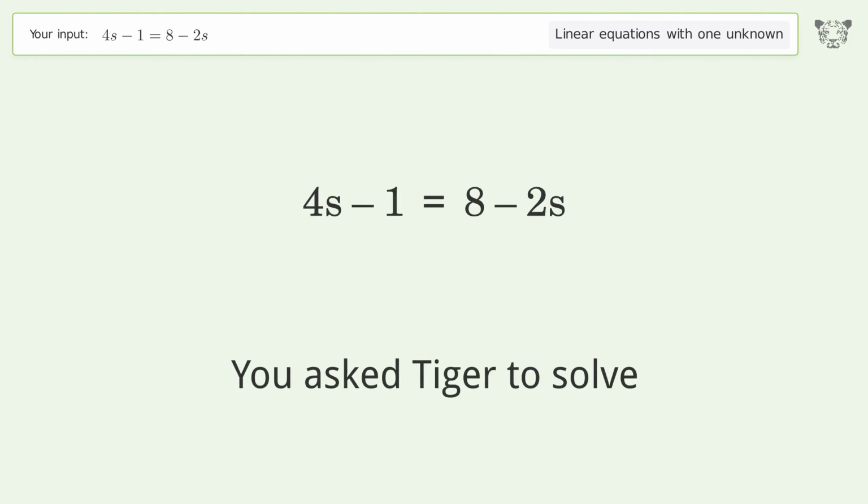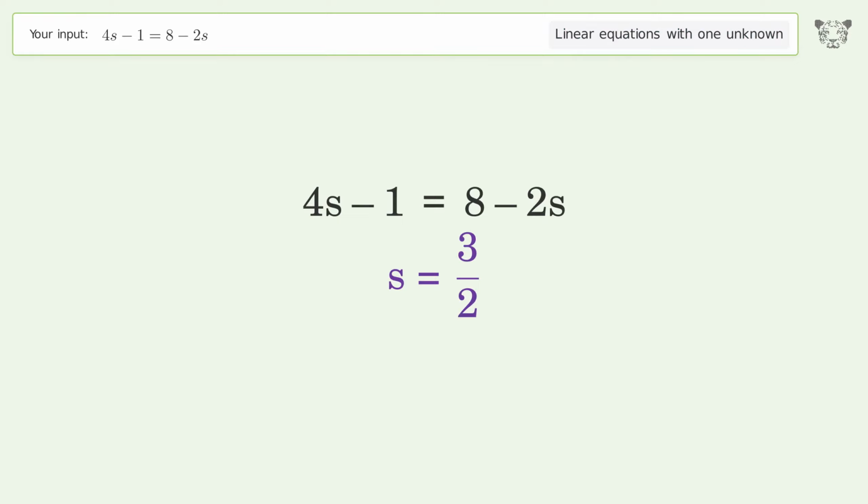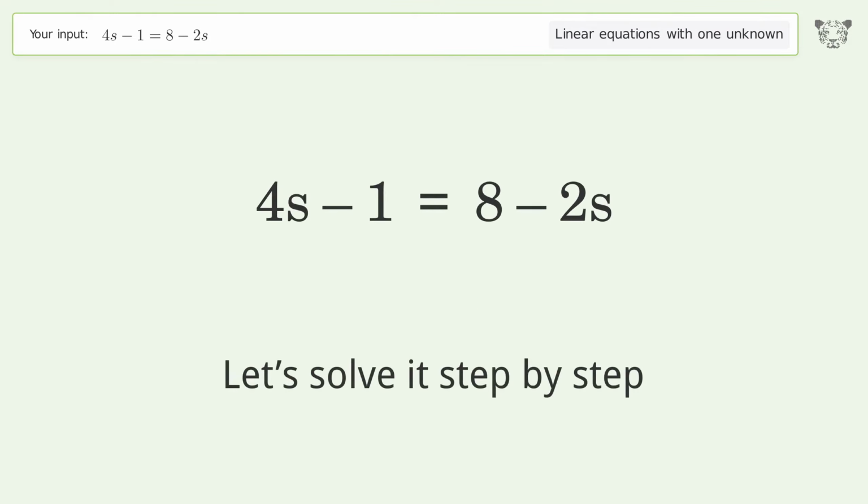You ask Tiger to solve this. This deals with linear equations with one unknown. The final result is s equals 3/2. Let's solve it step by step.